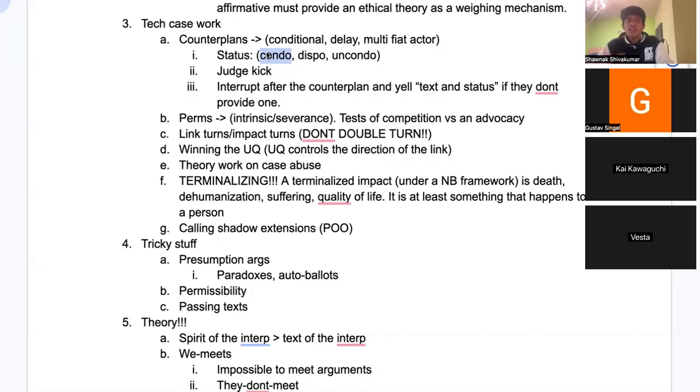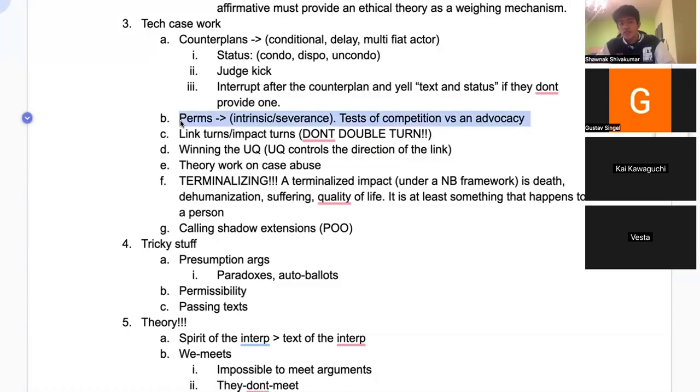Most judges don't do this. Some judges say they judge kick by default, which means you probably want to make an argument as the AF: don't judge kick, because it's bad, we can't predict. Do this if it says so in their paradigm, or just generally say don't judge kick. That's for counterplans. So if you read a counterplan, make sure you have all the specifications, and if you're against a counterplan, you're getting the status and the text. And now perms.